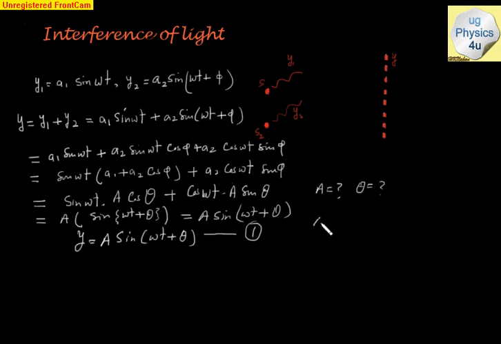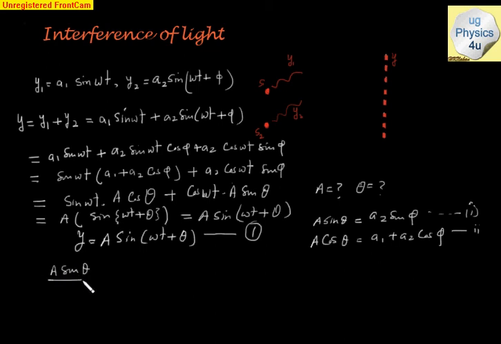Now from this substitution, A sine theta equals a2 sine phi, and A cos theta equals a1 plus a2 cos phi. Let this be first and this be second. On dividing these two, we get A sine theta over A cos theta, which gives tangent of theta equals a2 sine phi divided by a1 plus a2 cos phi.